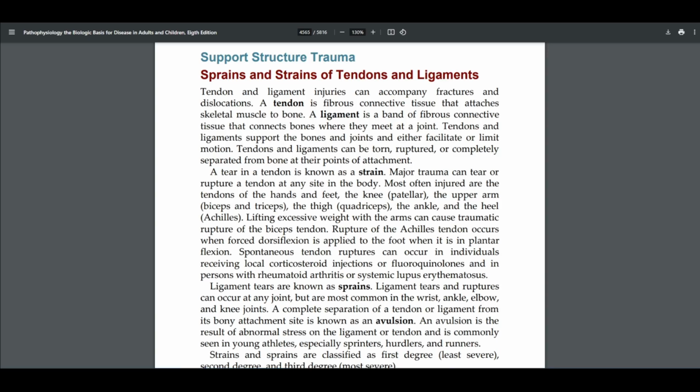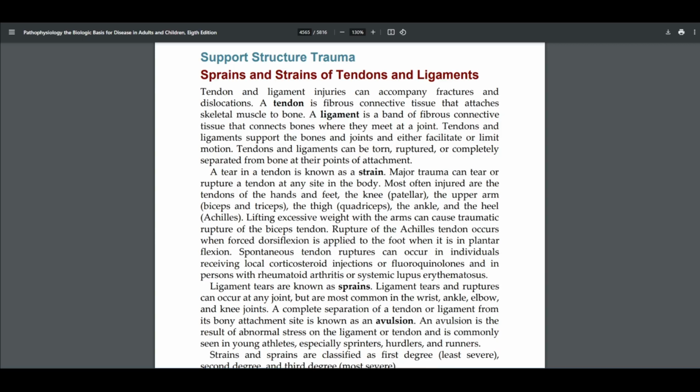A tear in a tendon is known as a strain. Major trauma can tear or rupture a tendon at any site of the body. Most often injured are the tendons of the hands and feet, the knee, the upper arm, the thigh, the ankle, and the heel. Lifting excessive weight with the arms can cause traumatic rupture of the bicep tendon.